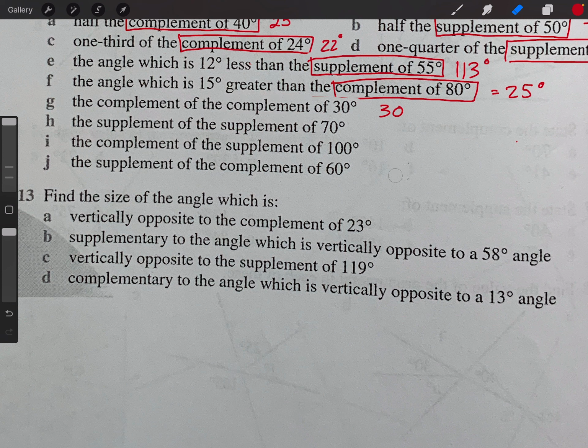Because here's the complement of 30. The complement of 30 is 60, right? Because 30 plus 60 is 90. And then you ask for the complement of 60, which is back to 30. That's why the complement goes back to the original answer, which is 30.